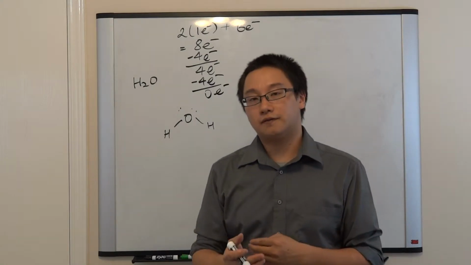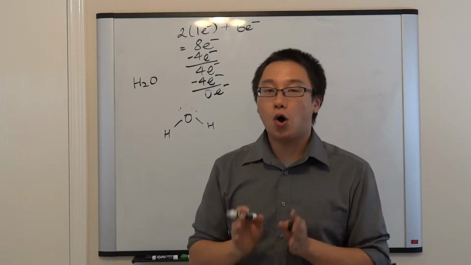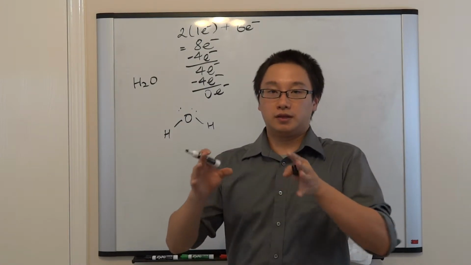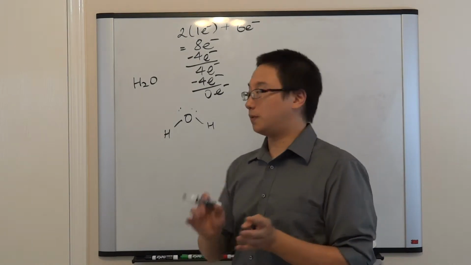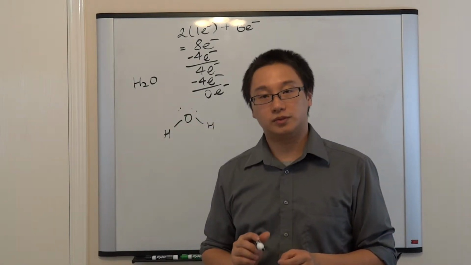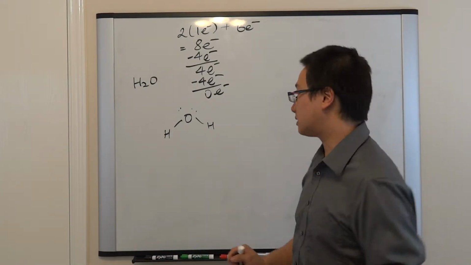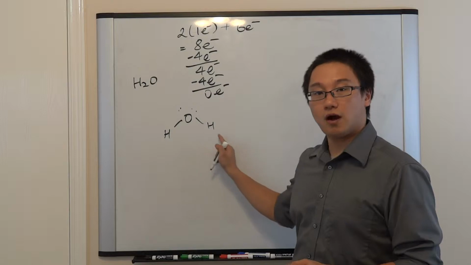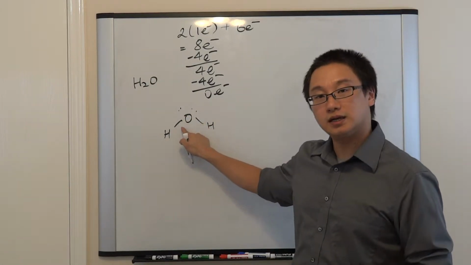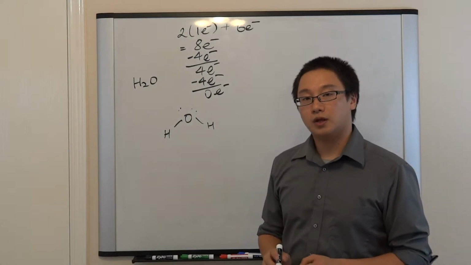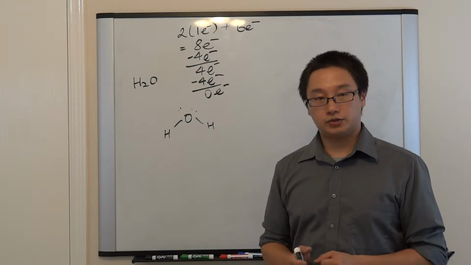Now this is the key of drawing Lewis dot structure. For all the structures, you should use all of the valence electrons, because this is how they form the molecule. All the valence electrons should be used in drawing the Lewis dot structure. So now let's make sure that every single atom is octet. Hydrogen, they are octet. Oxygen, 2, 4, 6, 8. Oxygen is octet as well. So therefore, this is the Lewis dot structure for water, H2O.